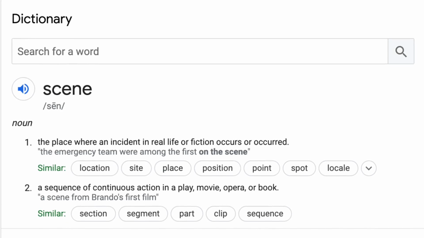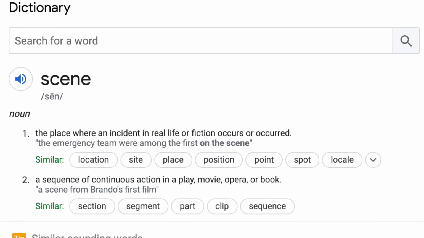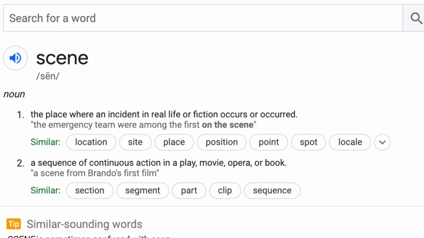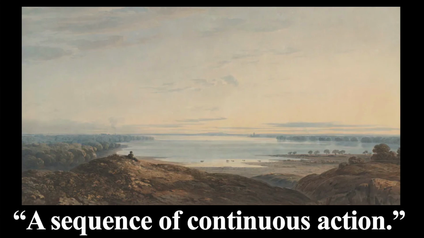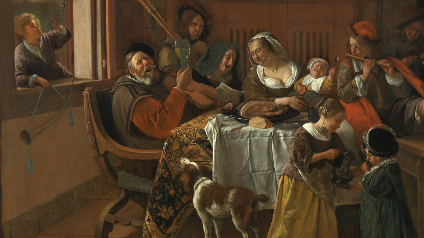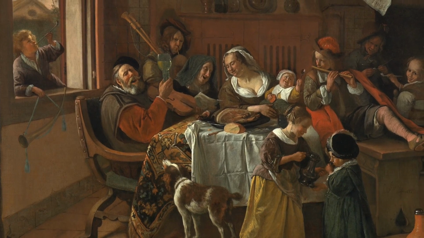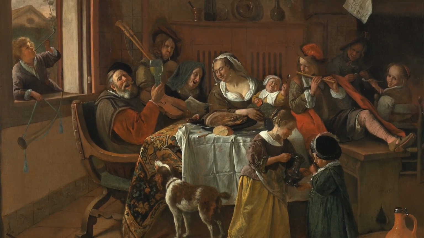The second definition for scene that Google gives is, quote, a sequence of continuous action in a play, movie, opera, or book. I prefer this definition because of the first 5 words, quote, a sequence of continuous action, end quote. My experience is that this usually matches with the general idea of scene that we, meaning myself and my students, have in our heads. So let's talk a little bit more about it.